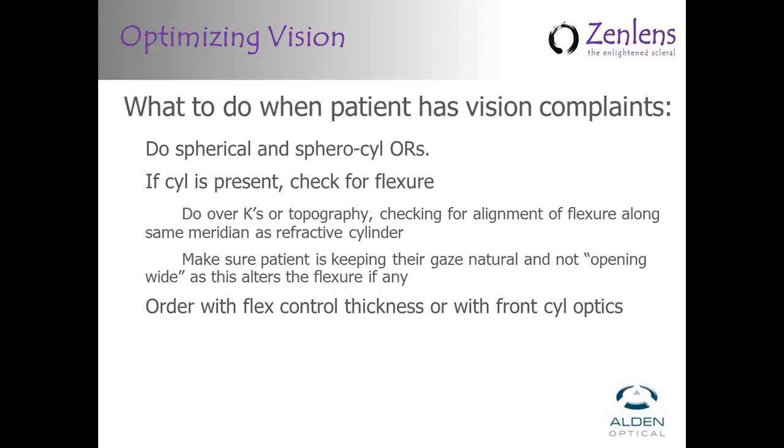You can do Ks or topography over the top of the lens, and then if you do see flexure, then typically you're going to want to order with flex control. That's the easiest thing. Sometimes check again if you're seeing flexure, check for that landing zone, and maybe a toric peripheral curve might be more in order. If there's a lot of toricity on the sclera, that could lead to lens flexure, and putting a toric peripheral curve on there along with maybe some extra thickness and flex control will very often take care of the flexure that way.